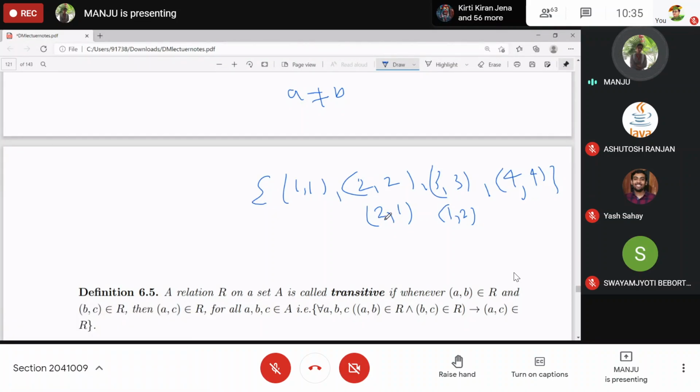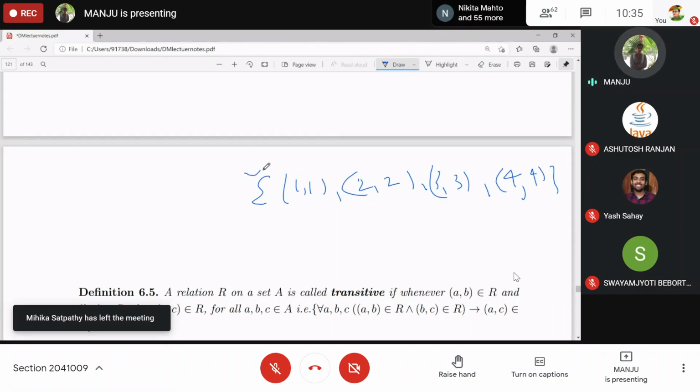I hope you got the difference, why I'm emphasizing A not equal to B again and again. So this condition only makes it antisymmetric or symmetric. When only reflexive pairs are present, in that case antisymmetricity and symmetricity exist together.